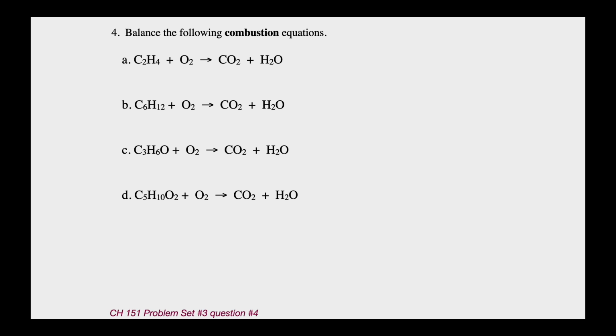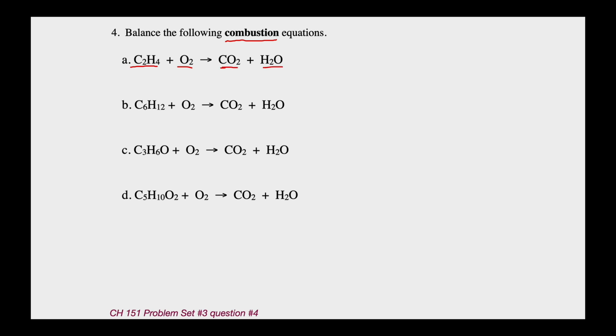Now, all of these are examples of combustion reactions. And in a combustion reaction, which is one of the types of reactions we're going to talk about, you start with something organic. It reacts with O2, and combustion means burn. So you're essentially burning the C2H4. When you burn something, you need oxygen. And the only products of a combustion reaction will be CO2 and water.